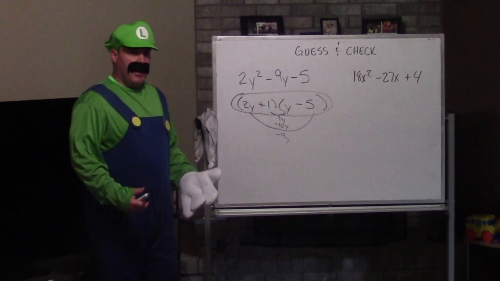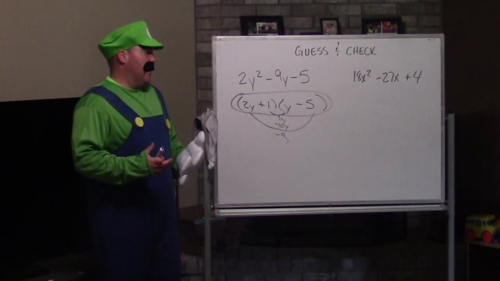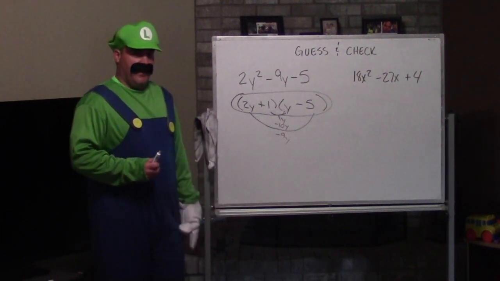And you're literally just guessing and checking. So there's a little bit of thought to it. The better you are with your times tables, the quicker and easier you can guess, and you can try and get to that middle term a little bit faster.